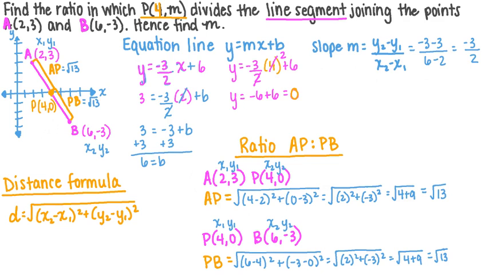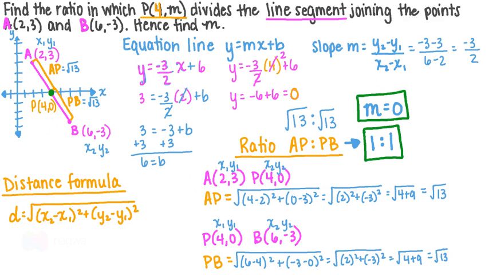So to find their ratio, the square root of 13 to the square root of 13 would give us that the ratio of AP to PB would reduce to 1 to 1. So this means P is actually in the middle. It's the midpoint of line segment AB. So we found m to be equal to 0 and the ratio of AP to PB being 1 to 1.